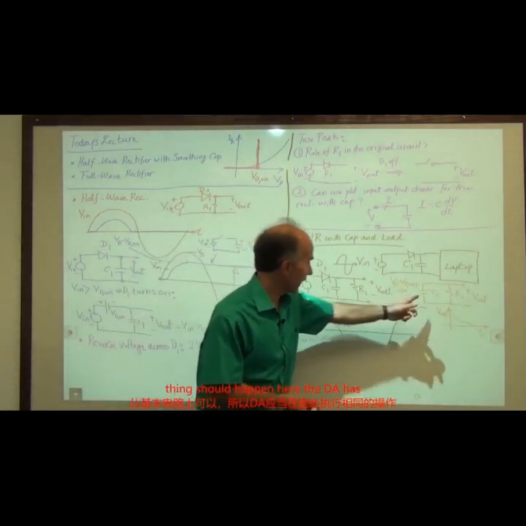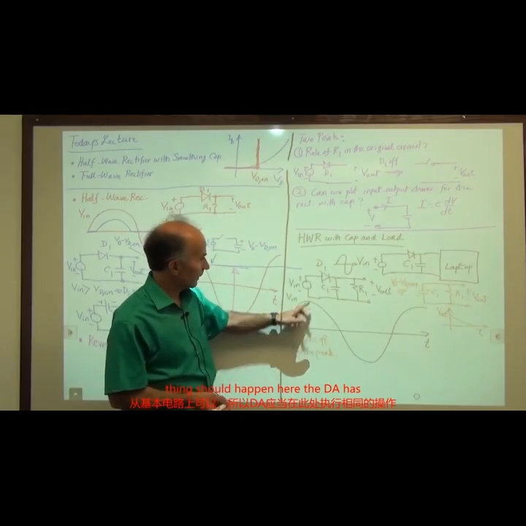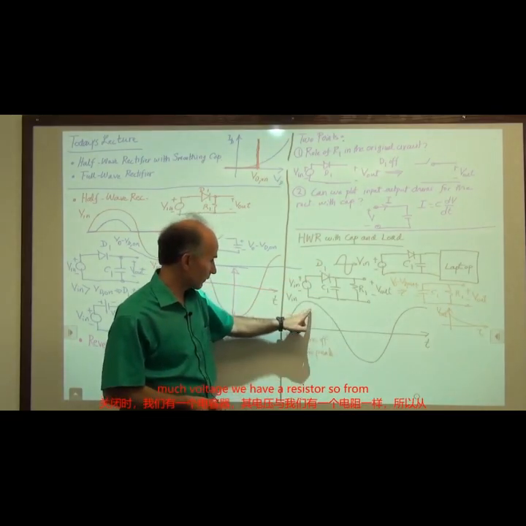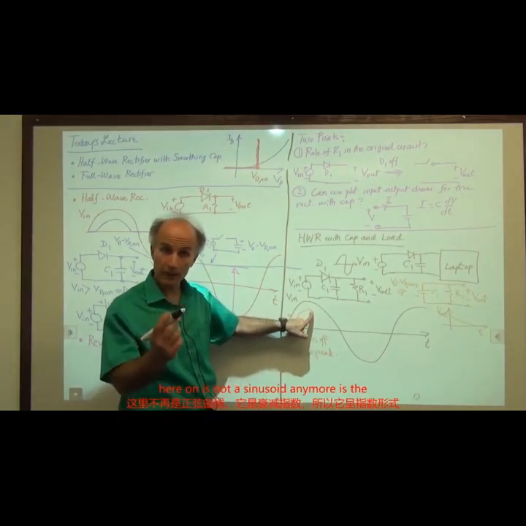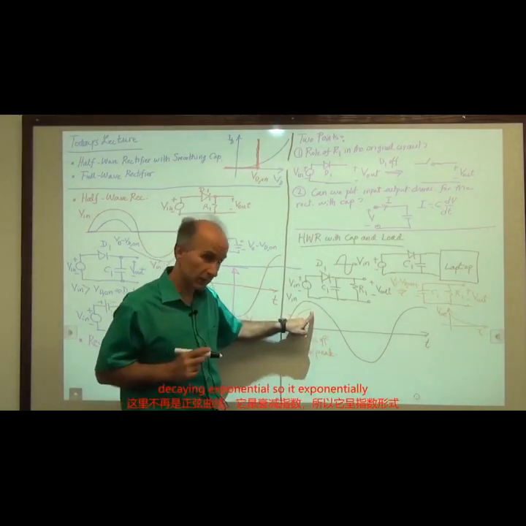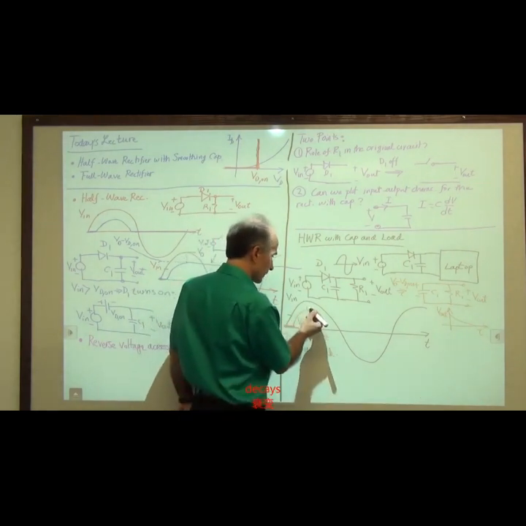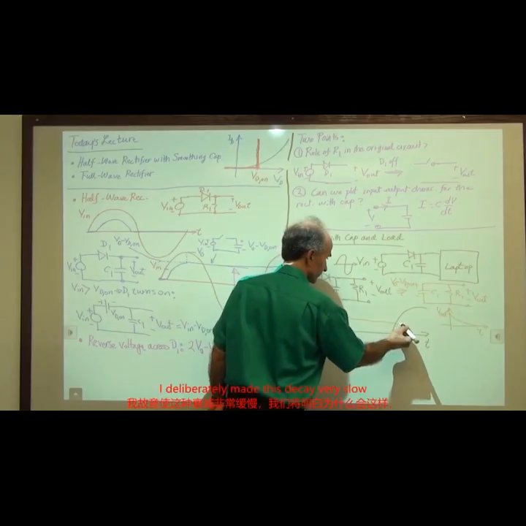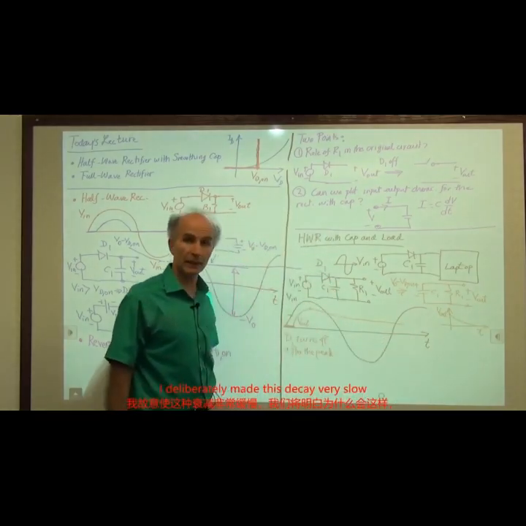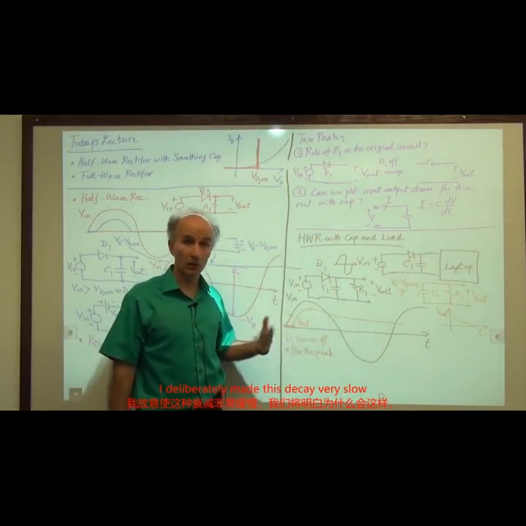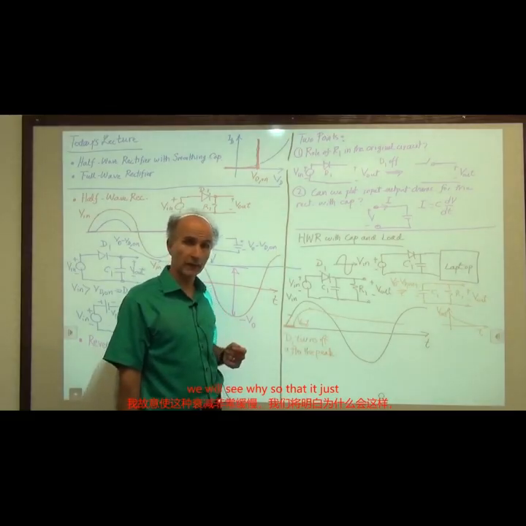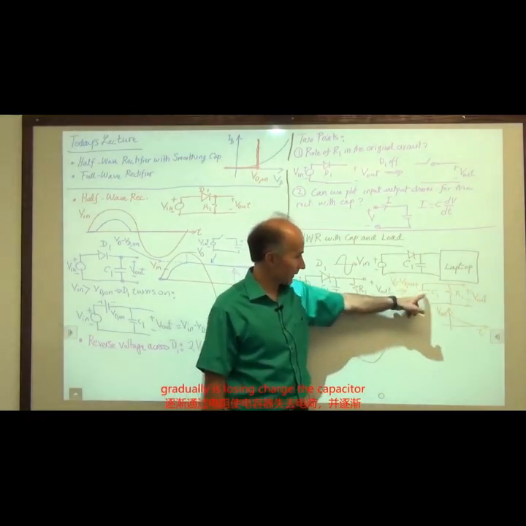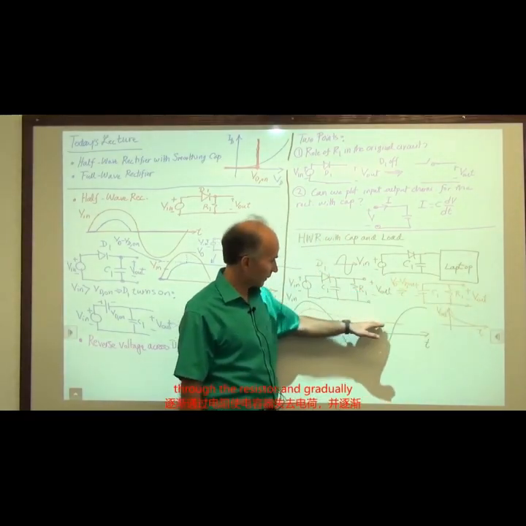Okay, so the same thing should happen here. The diode has turned off. We have a capacitor with that much voltage. We have a resistor. So from here on, it's not a sinusoid anymore. It's a decaying exponential. So it exponentially decays. I deliberately made this decay very slow. We will see why. So that it just gradually is losing charge, the capacitor through the resistor, and gradually coming down.